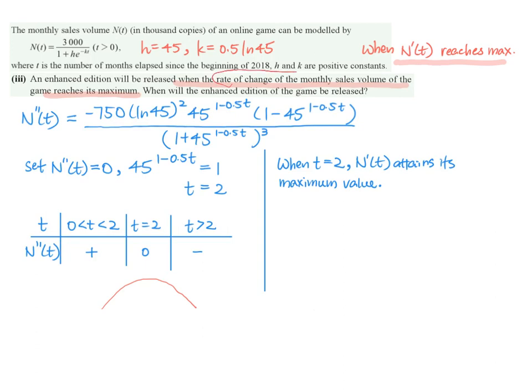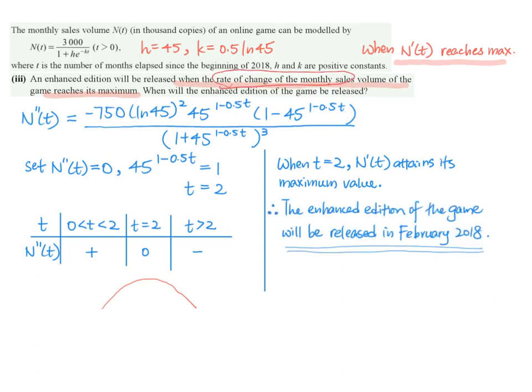And that is the rate of change of the sales, not the sales, but the rate of change. And because t equals 2, the enhanced edition of the game will be released in February. That's when t equals 2 of 2018.